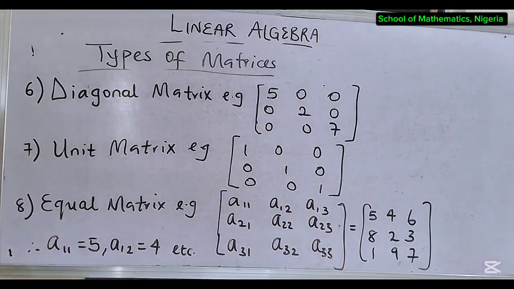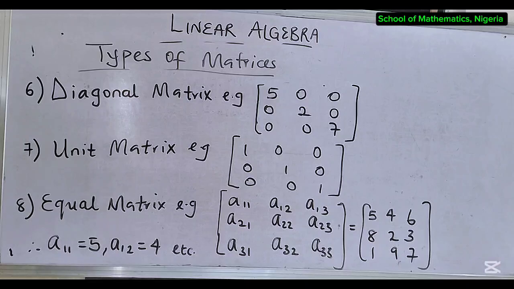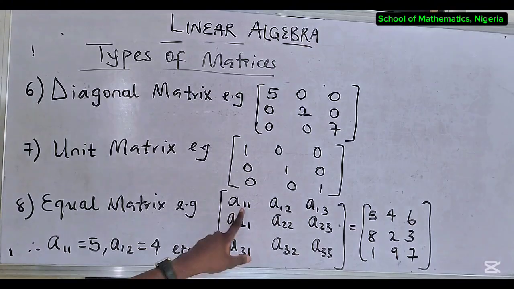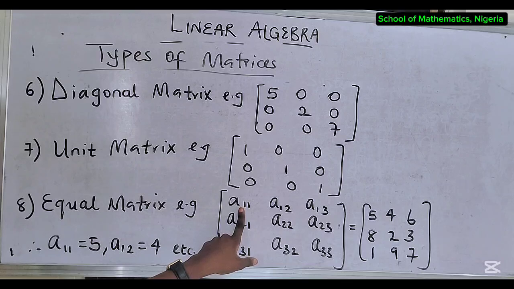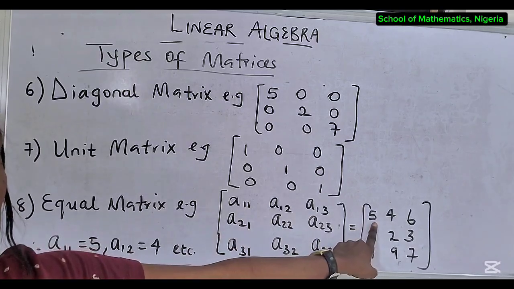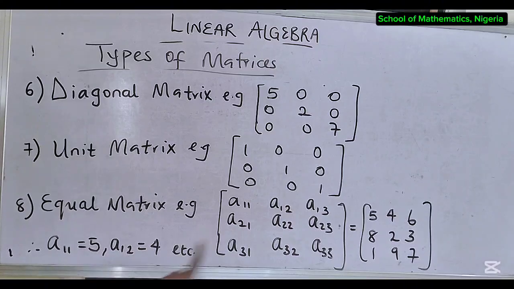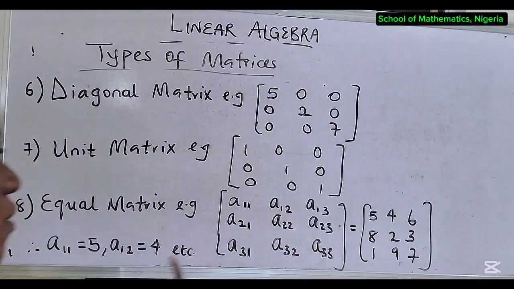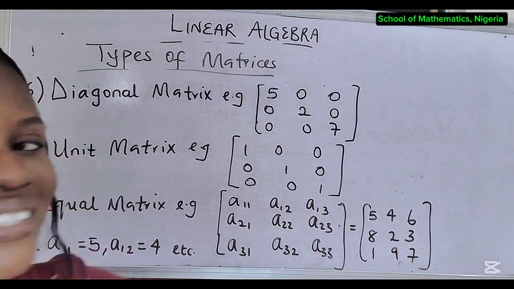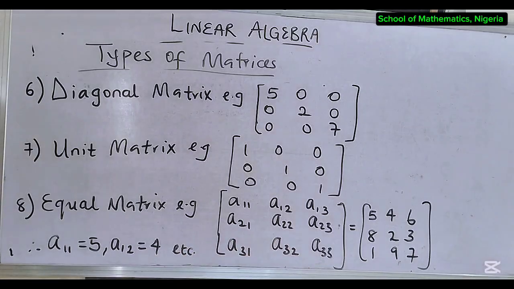Now, an equal matrix is when you have two or more matrices given to you and their elements are equal. So in this case, you see that A11, this means the first row and the first column, is the same as its corresponding element, which is 5. A12 is the same as 4. A13 is the same as 6, and it goes on like that.